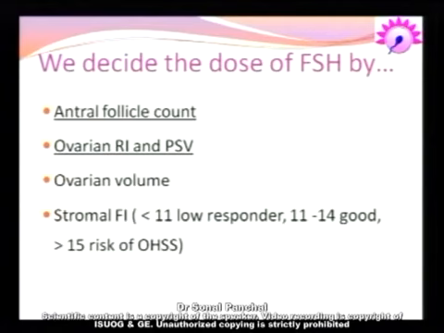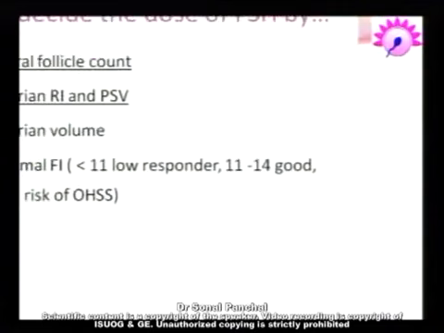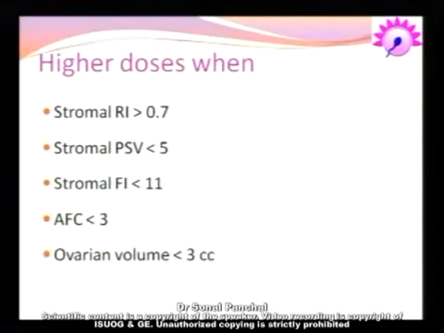At our institute, we decide our stimulation protocols based on the AFC, the antral follicle count, the ovarian RI and PSV, the ovarian volume, and stromal FI. And the shortest and the sweetest protocol is that higher doses of stimulation should be considered when the stromal RI is more than 0.7, stromal PSV less than 5, stromal FI less than 11, AFC less than 3, ovarian volume less than 3, and the patient is obese.